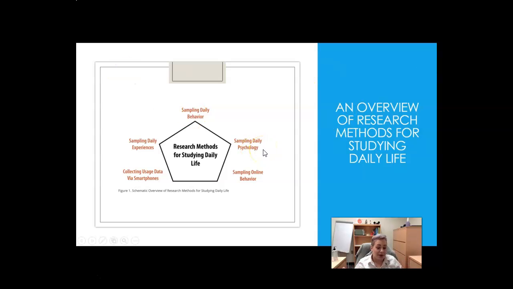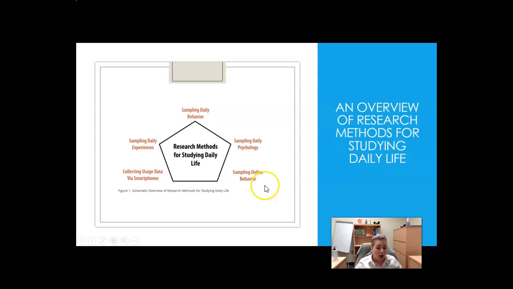And so we can also sample people's daily psychology and experiences. What's happened to them, those experiences. What do they think about them? How do they process them? This can be done through journals or even electronic devices that take snapshots of their experiences or the sounds around them.